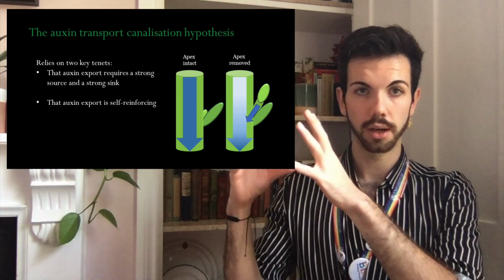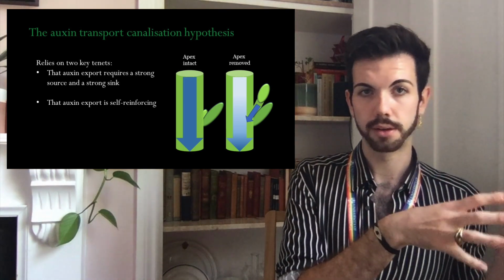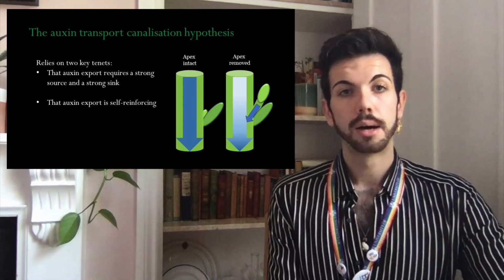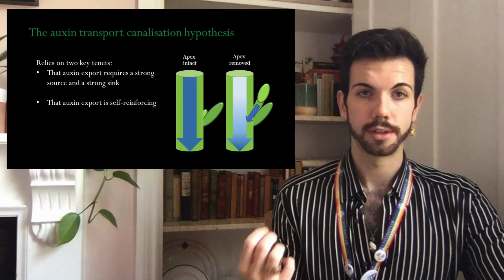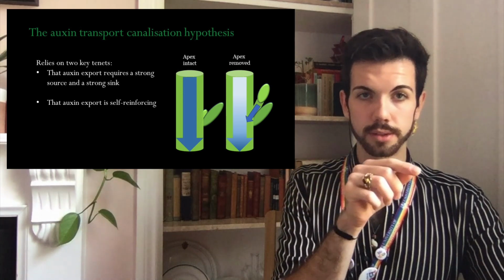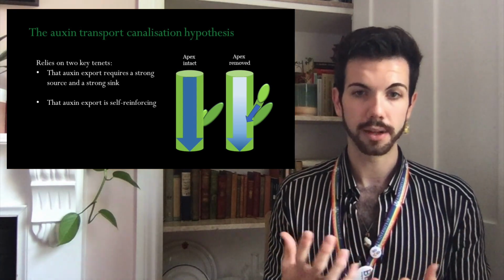So think a little bit of diffusion, which you've hopefully covered. If you have a high concentration of a molecule, it will tend to move to an area of low concentration. So it's a bit analogous to that. And it also relies on the fact that auxin export is self-reinforcing, i.e. the more auxin that is transported, the more that transport is reinforced. So there's a positive feedback loop.